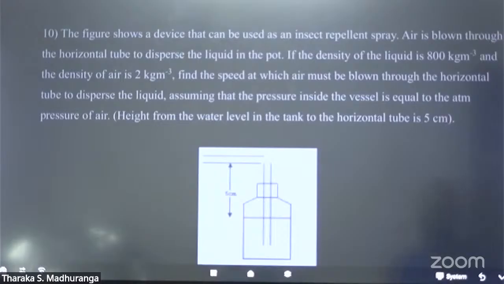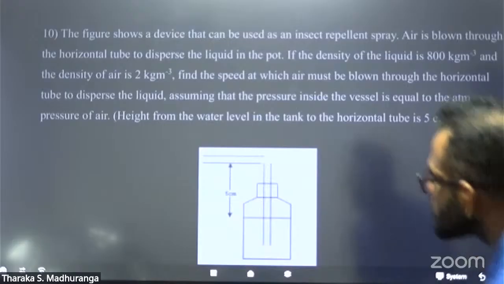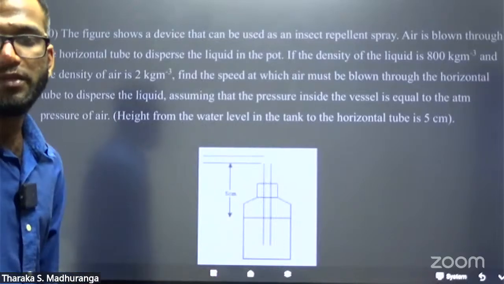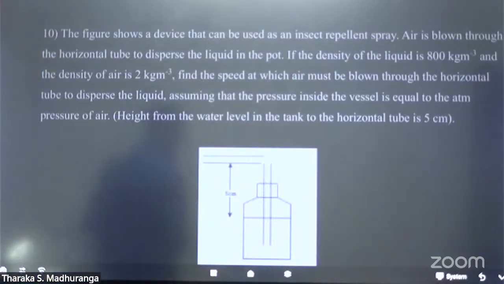If the density of the liquid is given as 800 kilograms per cubic meter and the density of air is 2, find the speed at which air must be blown through the horizontal tube to disperse the liquid, assuming that the pressure inside the vessel is equal to the atmospheric pressure. And the height is given. This height is 5 centimeters. If it is not clear, it is 5 centimeters.